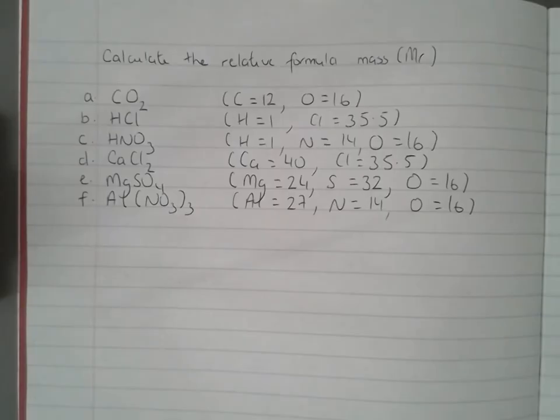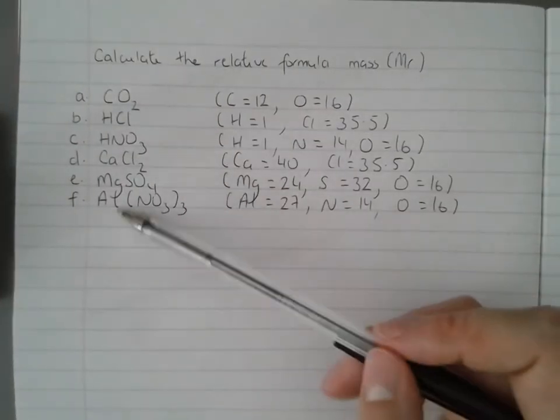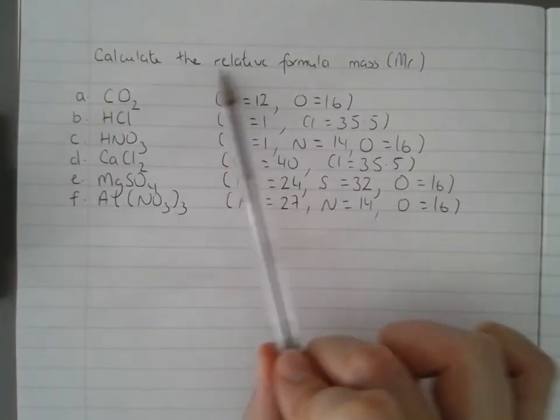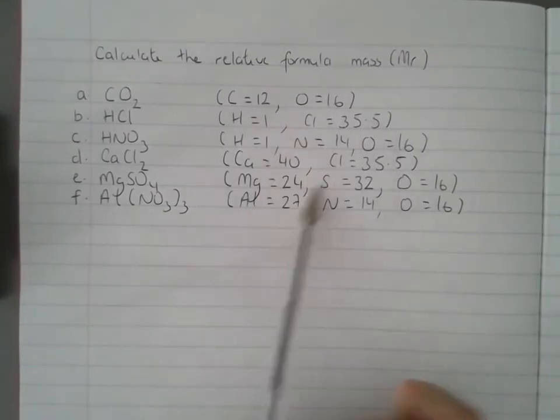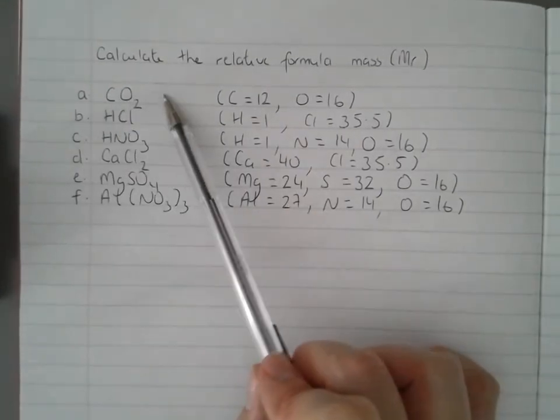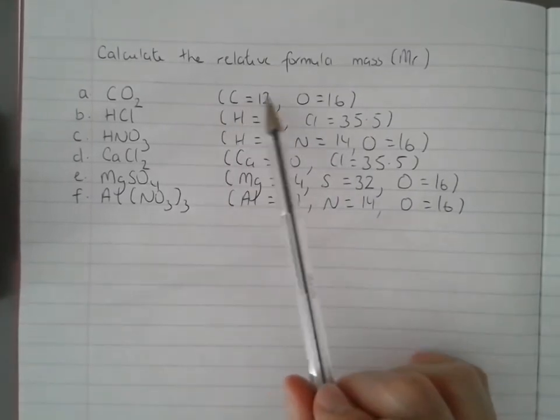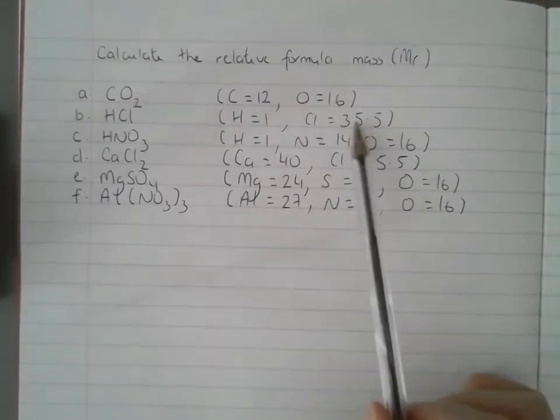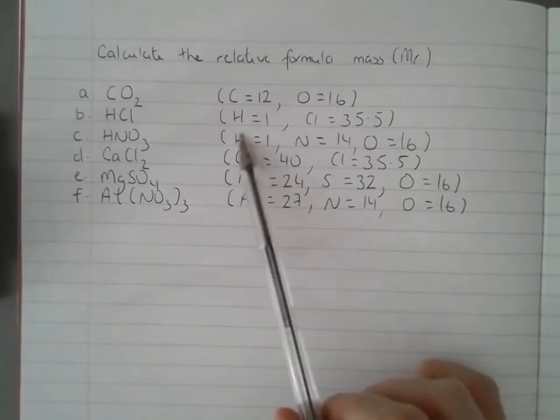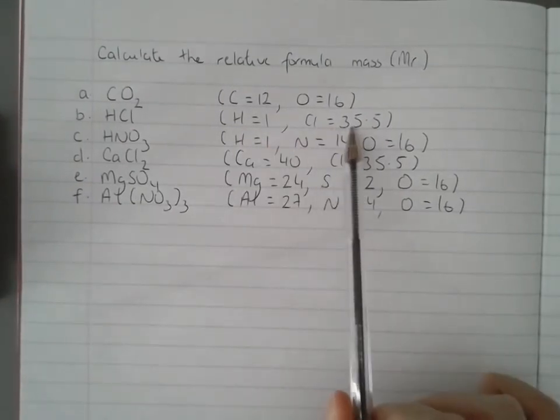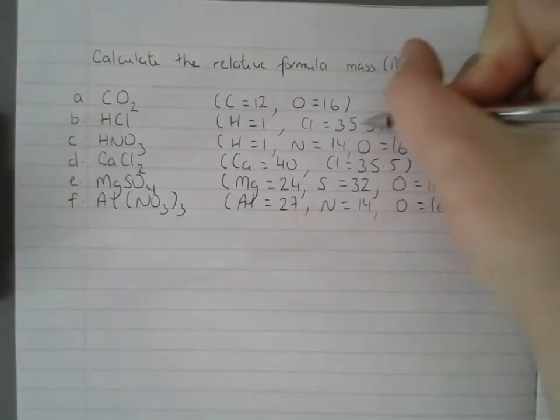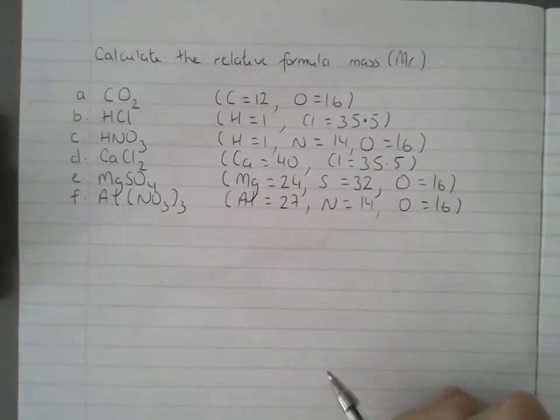Okay, so here are the questions I want you to practice. I've given you 6 different chemical formula, and I want you to find the relative formula mass of each one. I've provided you with the big numbers from the periodic table. So for CO2, you need to know that the big number next to carbon is 12, the big number next to oxygen is 16. For HCl, the big number next to hydrogen is 1, the big number next to chlorine is 35.5. Again, you can't round that, it has to be 35.5.